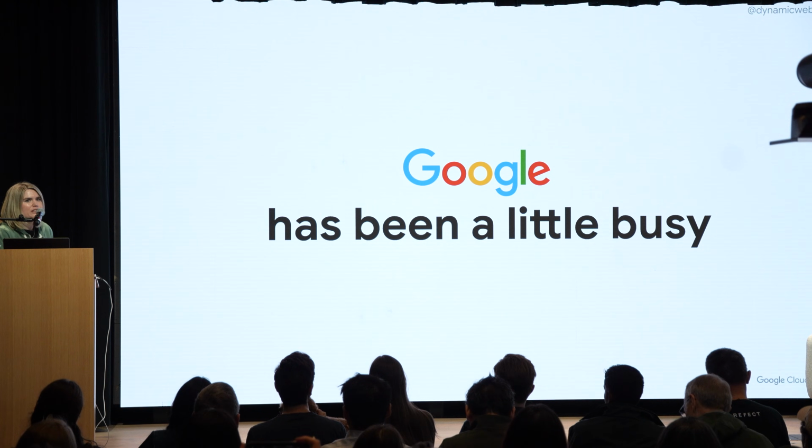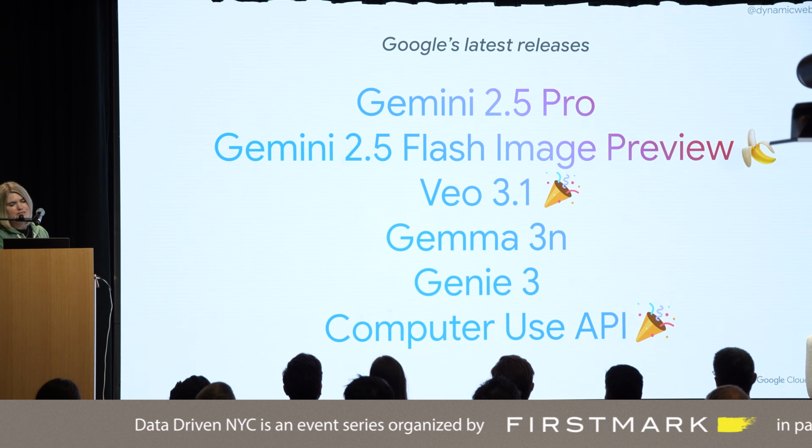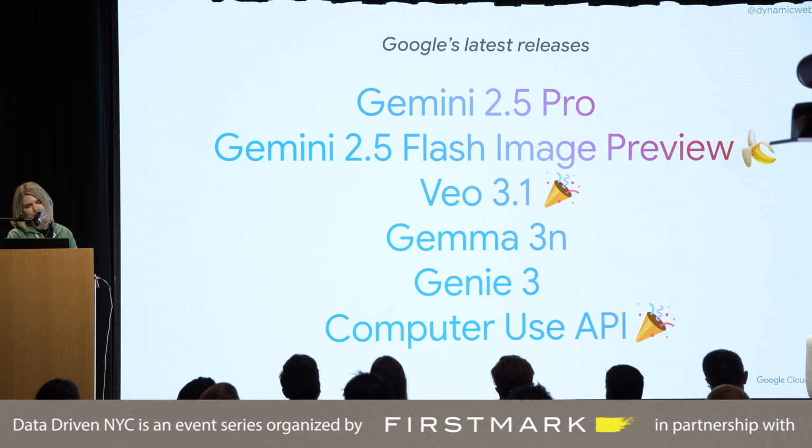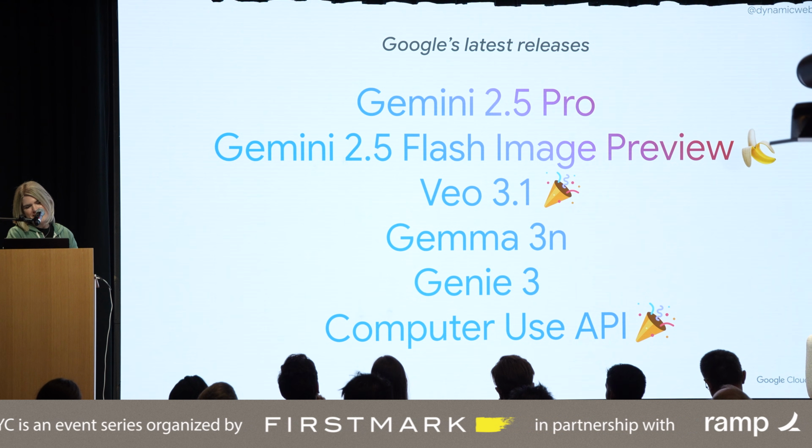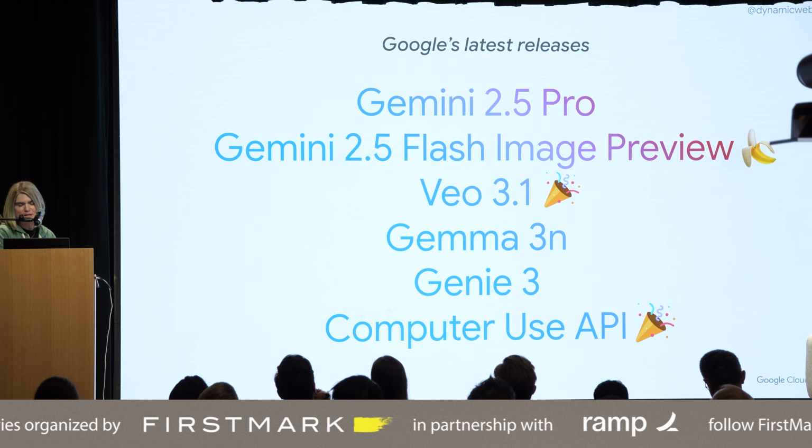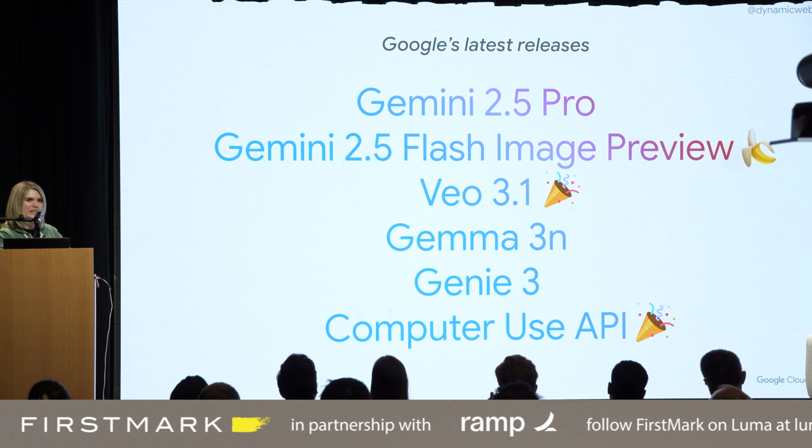So I don't think it's a secret that Google has been a little bit busy. We have released, on average, a new model or a new feature every single day, sometimes multiple ones a day, over the course of the last couple of months. The latest flagship model is still Gemini 2.5 Pro, at least for now. Gemini 2.5 Flash Image Preview, aka Nano Banana.